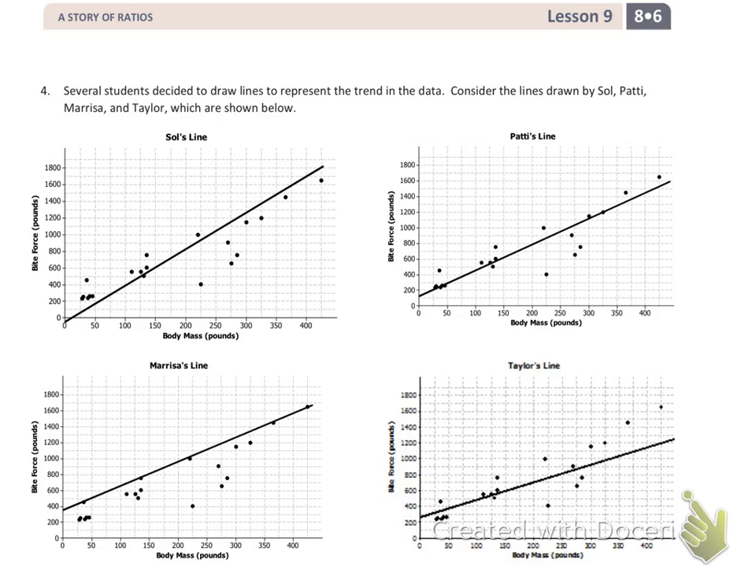So now we're going to look at several lines. Several students decided to draw lines to represent the trend in the data. So this is the same data, and we have 4 different lines here. You can see they have different slopes, different y-intercepts, they would have different equations, and they would predict different bite forces for the different crocodile body masses. So what we want to do is look at each of these and talk about whether we think they're a good fit. Maybe you could look at all 4 and decide which you think is the best fit.